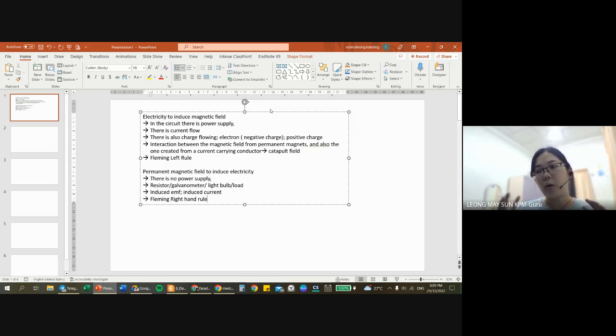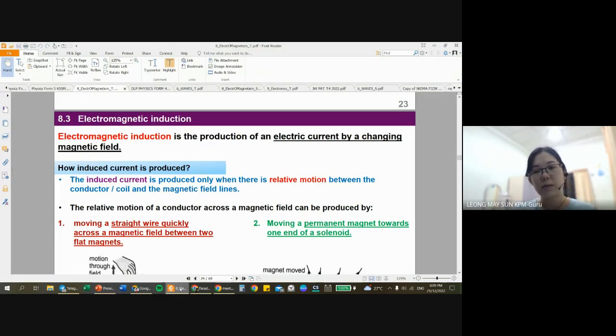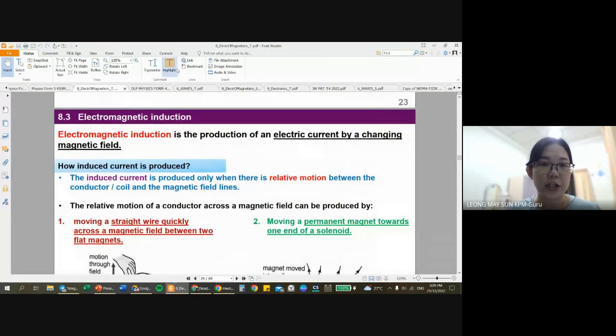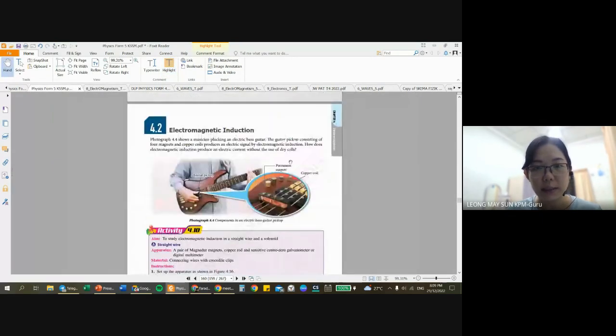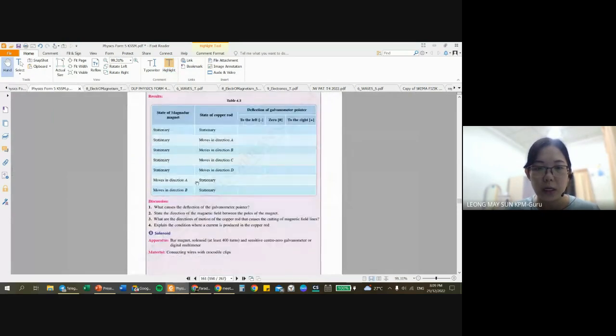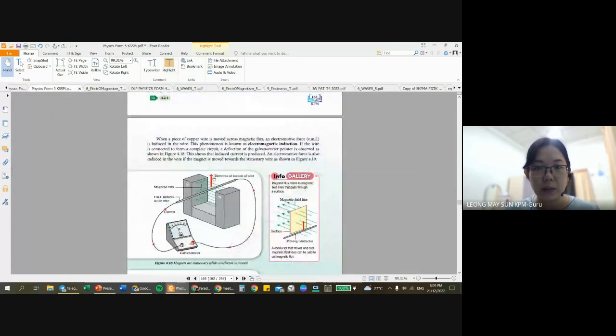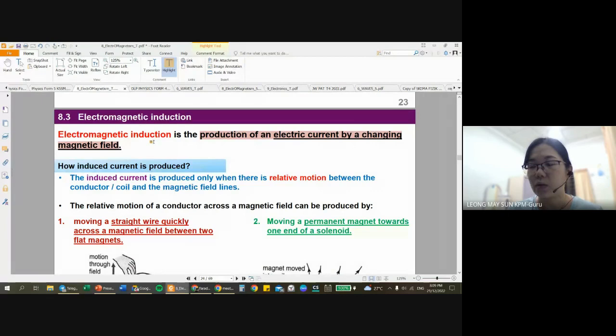So this is how we identify whether it is electricity inducing magnetic field, or magnetic field that induces the electricity. So let's go to these slides that I've already sent to all of you previously. Now, electromagnetic induction, the definition is the production of electric current by a changing magnetic field. I'm choosing to use these notes more because I noticed there's not much of a definition that comes from the textbook. So that's why I choose to use these PowerPoint slides that I've already sent to all of you previously.